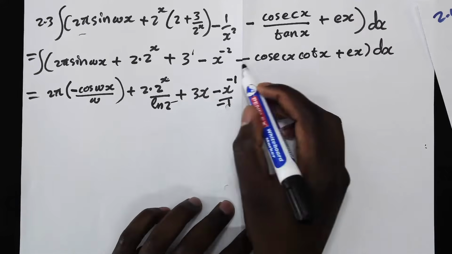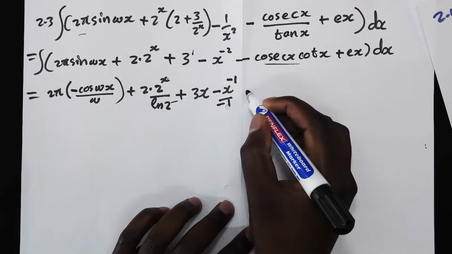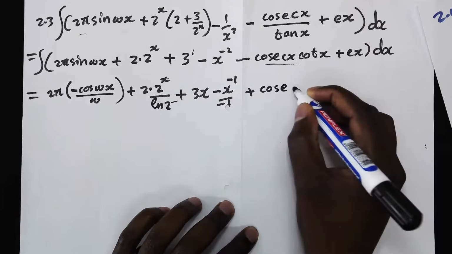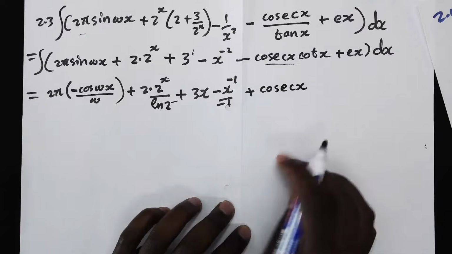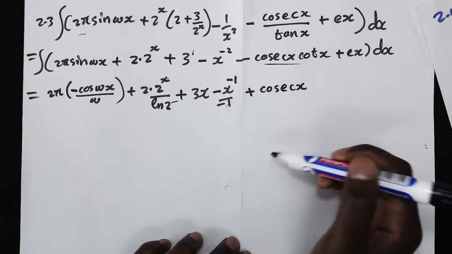We do the same thing. What did we derivate to get negative cosec cot? We derivated positive cosec x. And we're supposed to divide by the derivative of the angle, but at least it's 1, the derivative of the angle.